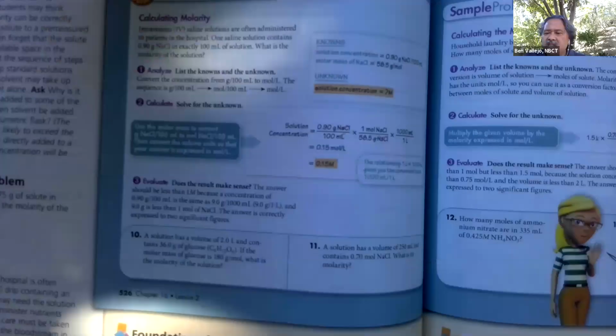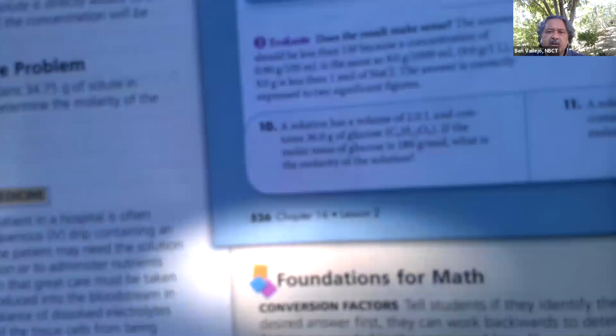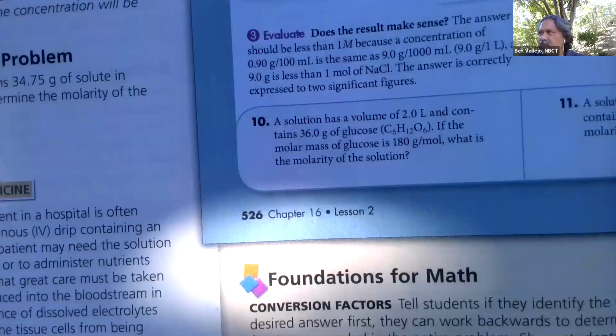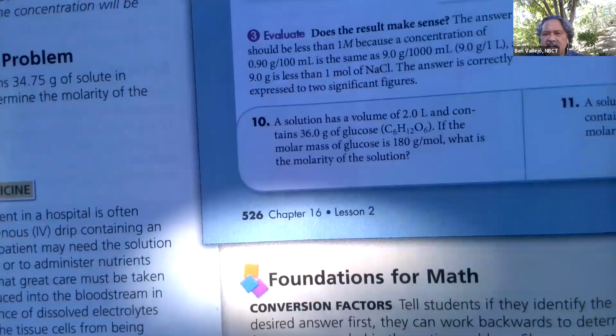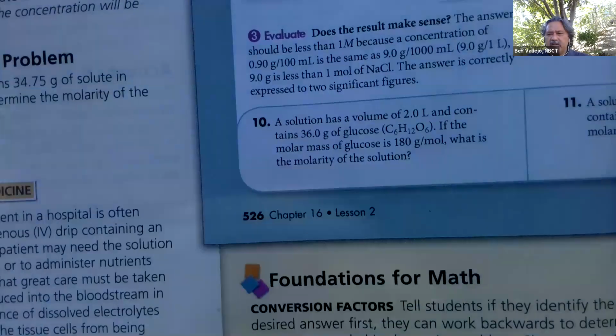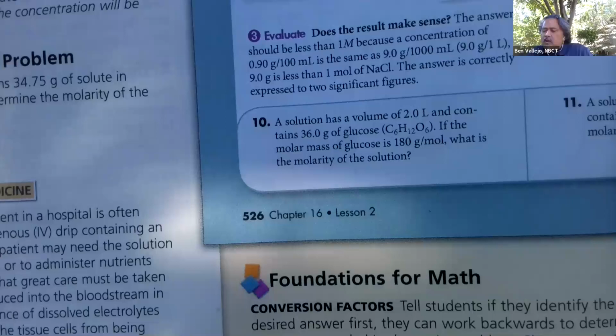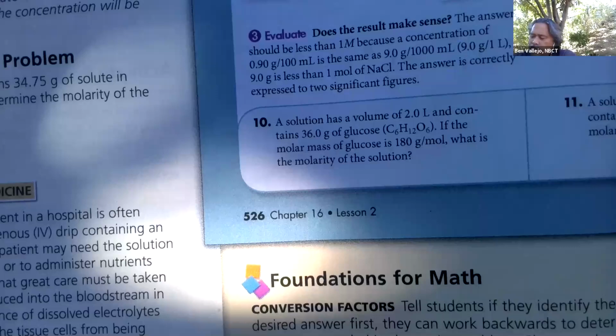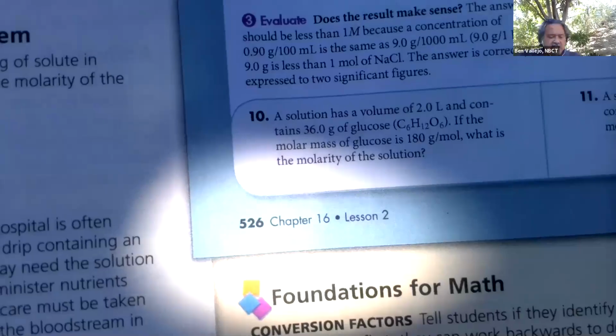It says a solution has a volume of 2.0 liters and contains 36.0 grams of glucose. And then they give you the formula. If the molar mass of glucose is 180, and you should be able to figure that out anyway, but if the molar mass is 180 grams per mole, what is the molarity of the solution? Okay, so the question is, what's the molarity? In question number 10, we want to figure out what the molarity is.